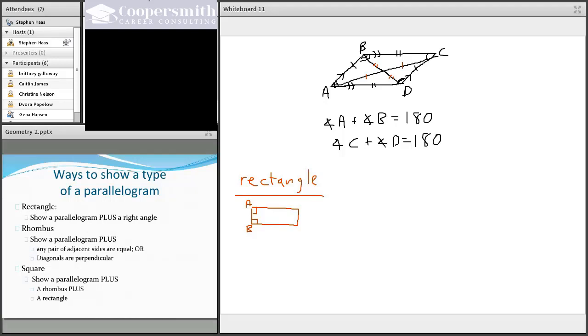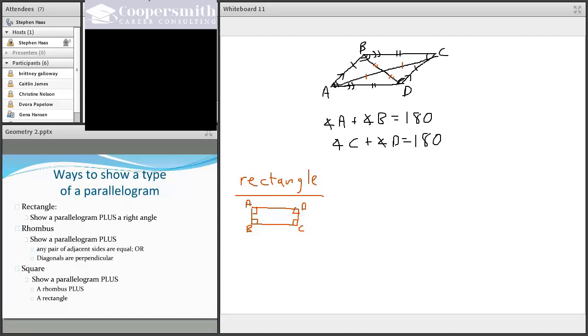What is C? Well, C, you can figure out is 90 either because it's equal to A, it's opposite A, or because it's supplementary with B. Either way, C has to be 90. And D, of course, there are lots of different ways you can tell that D has to be 90. Either because it's supplementary with C, or because it's supplementary with A, or because it's equal to B, or because the entire total has to equal 360 and the other 3 angles combined are 270. Either way, D is going to be a right angle. This is now a rectangle.